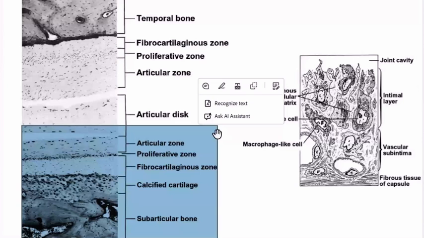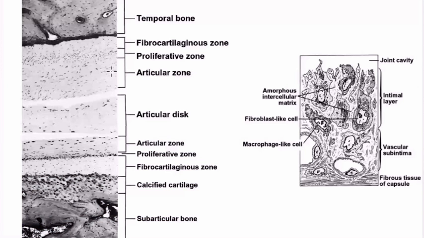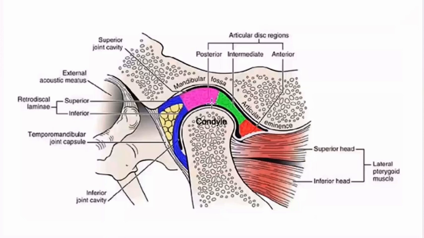When pressure is applied to the joint, the water is expelled from the cartilage matrix to the synovial fluid. When we have a lot of pressure here, the water moves out to the synovial fluid. It has a mechanism of cartilage resilience.